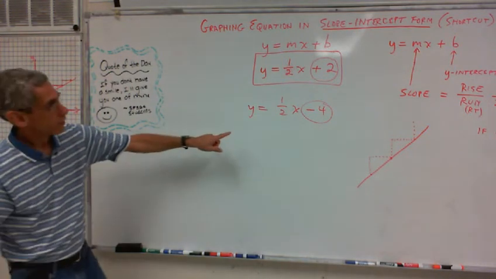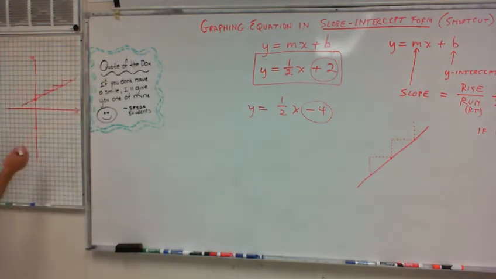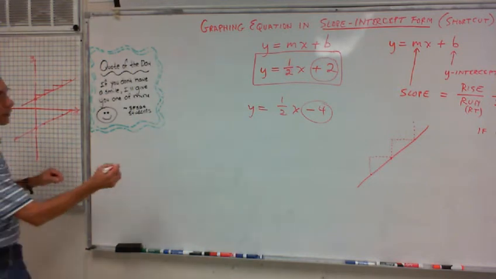And then I'm going to rise 1, and I'm going to run 2. So here I put my pen on this negative 4. I'm going to rise 1 and run 2. Put a dot. Rise 1 and run 2. Put a dot. You can keep going if you want. And I'm done. Isn't that cool? All right, let's try another one.